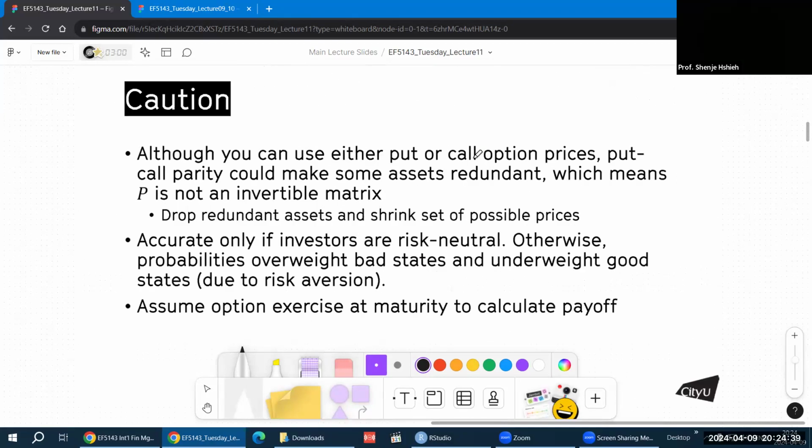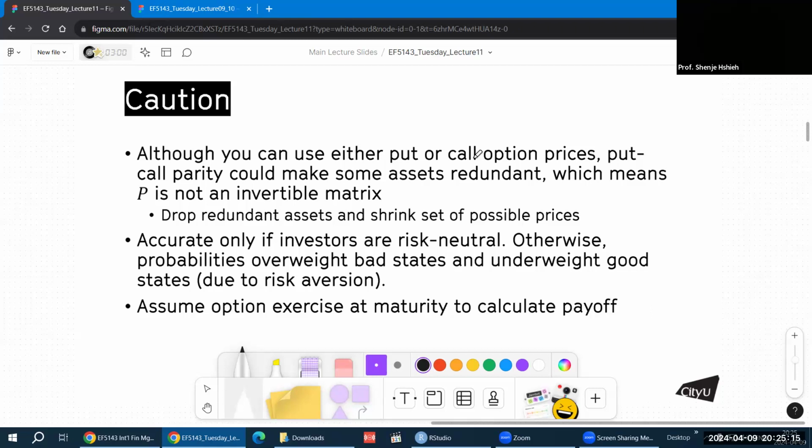All right, caution. As I said, it doesn't matter if you use put or call option prices. Just be careful if you use both put and call. There is something called put call parity that makes your assets redundant, right? Given the same strike prices. So how do you deal with scenarios like this? You just drop the redundant asset and shrink the set of possible prices. Again, this is probably obvious once you start trying to do this yourself. Not so obvious if you haven't done it before, right?